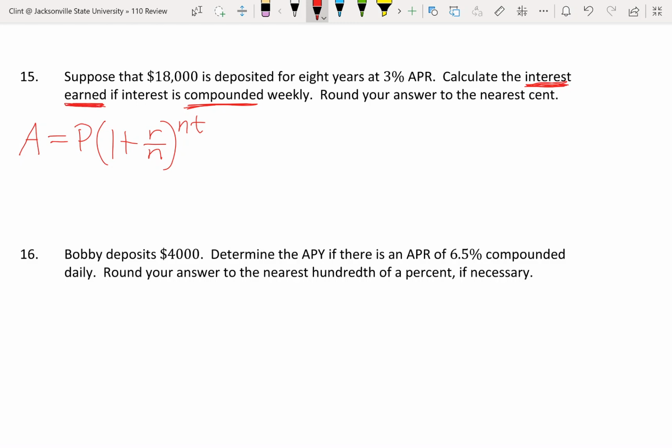And so when we do our formula, it's going to give us the total amount of money we'll have, and then we have to subtract the principal. Just subtract our starting amount to figure out how much interest we have. So weekly, how many weeks are in a year? 52. Yeah, 52 weeks in a year. So N is going to be 52. R is going to be 0.03. And then 8 years, so T will be 8. And P is 18,000.